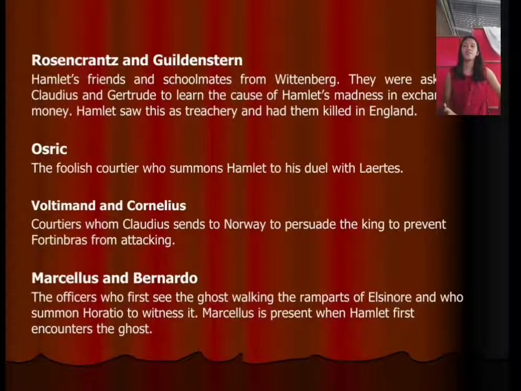Finally, Marcellus and Bernardo. So they appeared in the beginning of the play. They are the officers who first see the ghost walking the ramparts of Elsinore, and they were the ones who summoned Horatio to witness it. And Marcellus is also present when Hamlet first encounters the ghost.